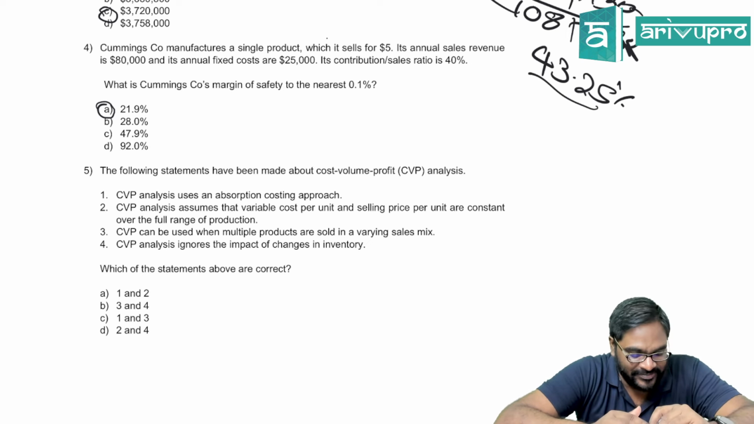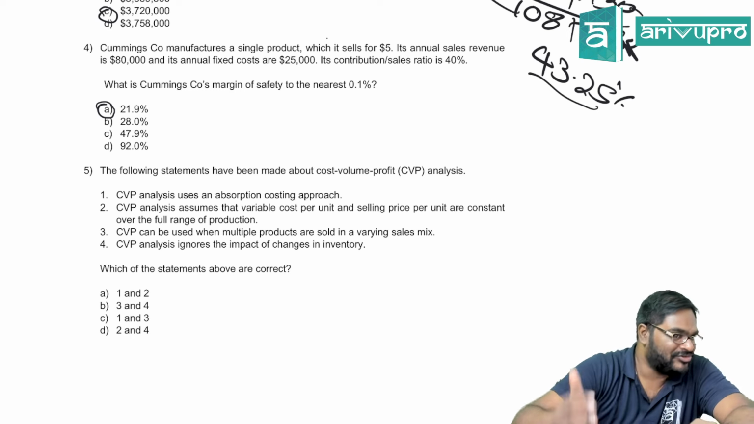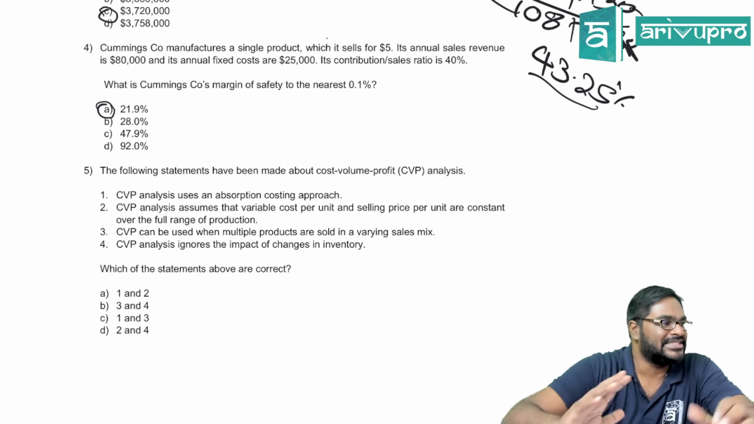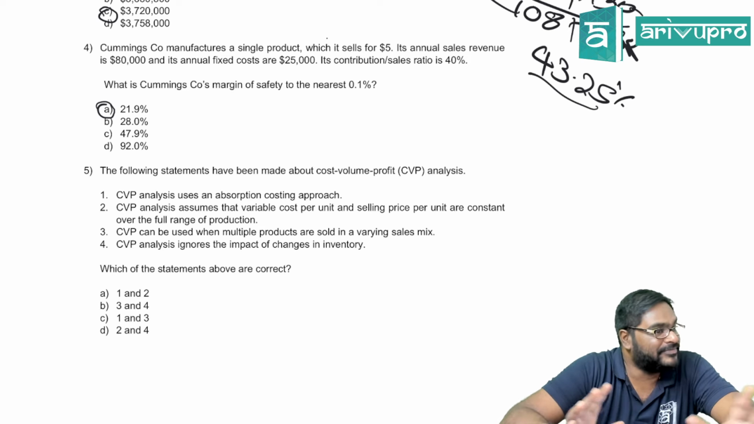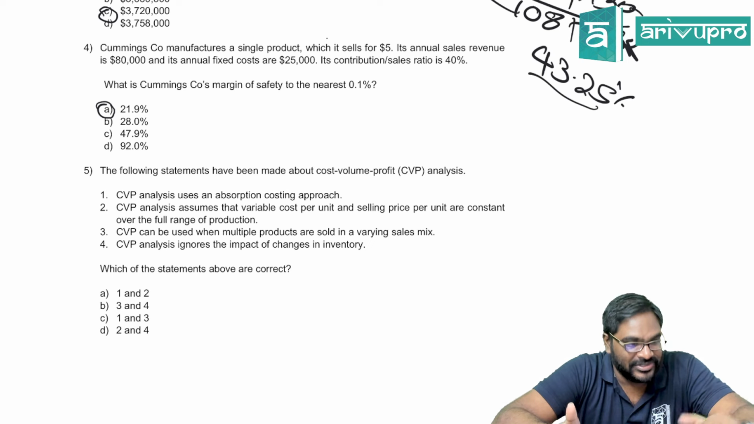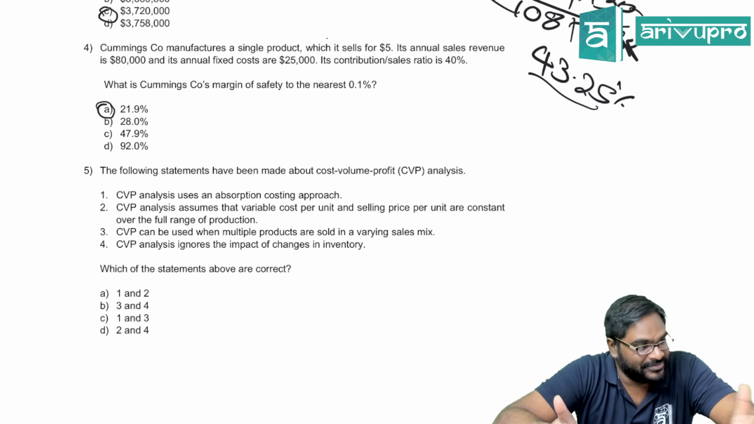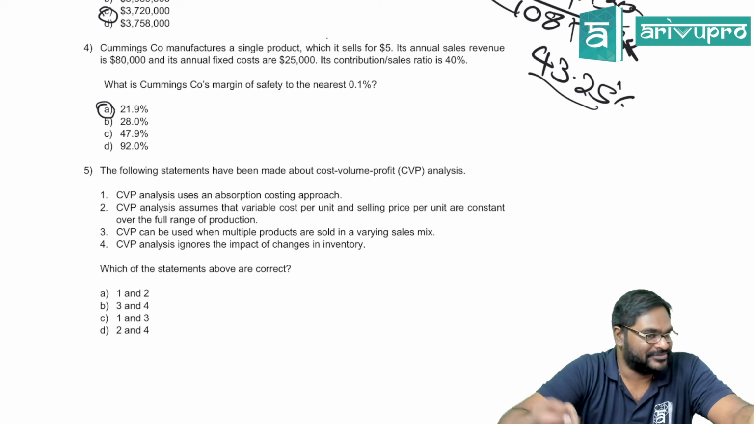So 4 says CVP analysis ignores the impact of changes in inventory. Yes, right? We don't bother about the inventory in CVP analysis. So the movements in inventory handling cost might be disregarded. So 4 is also correct. Then what would be our correct answer? D. 2 and 4. Super.